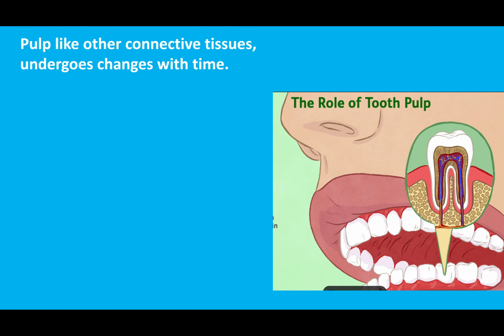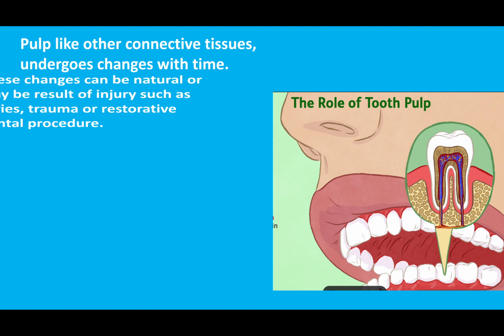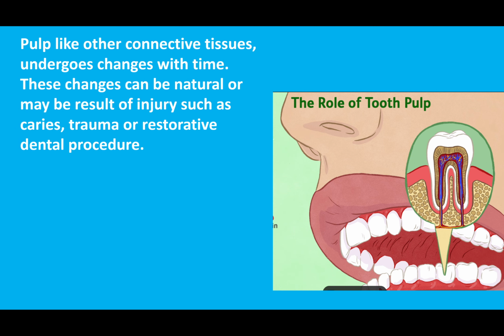Pulp, like every other connective tissue, undergoes changes with time. These changes can be natural or may be the result of injury, such as caries, trauma, or restorative dental procedures. Regardless of the cause, the changes that happen in the pulp with age are divided into two categories.